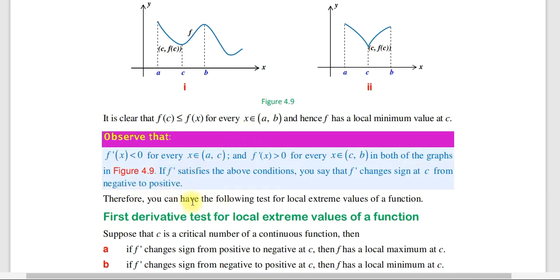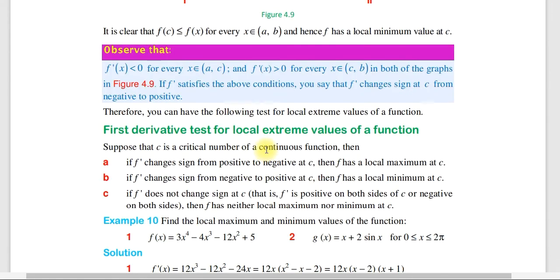Therefore you can have the following tests for local extreme values of the function okay ስለዚህ first derivative test የሚባል ነገር አለን እሱን እናያለን. What does it mean, first derivative test, or how to test the graph or the function.